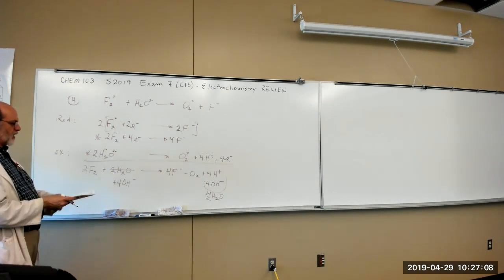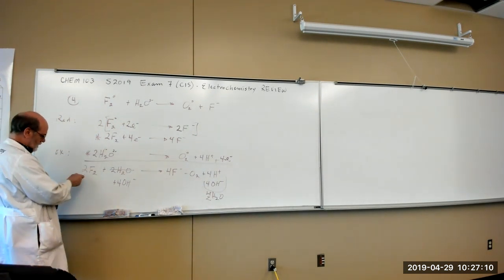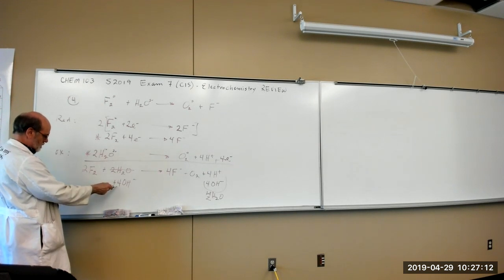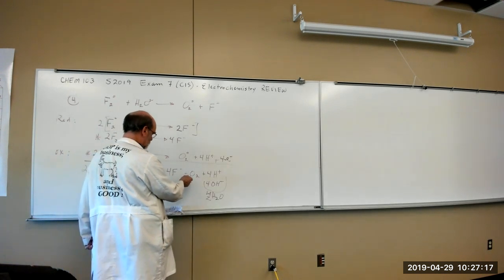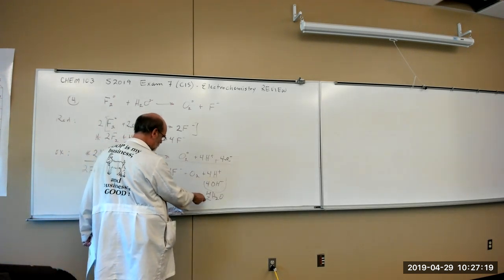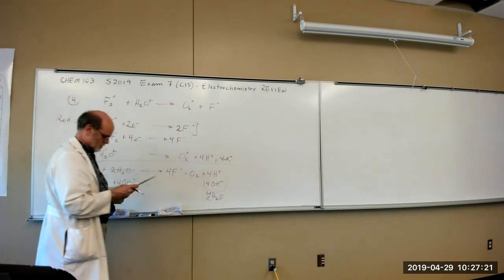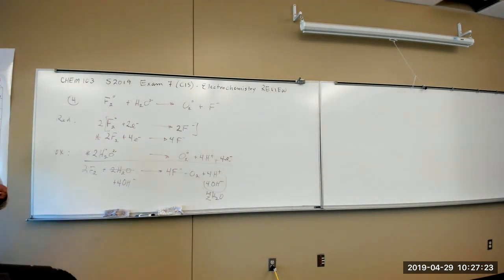The question is, what's the sum of the coefficients? All right. So 2, 6, 10, 11, 13. The sum of the coefficients is 13.